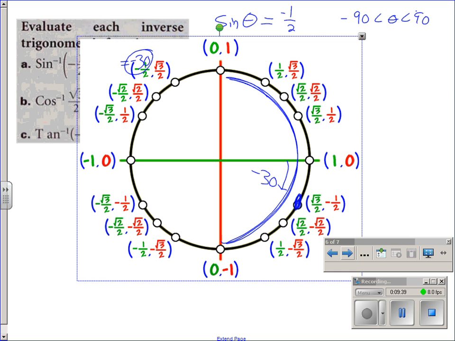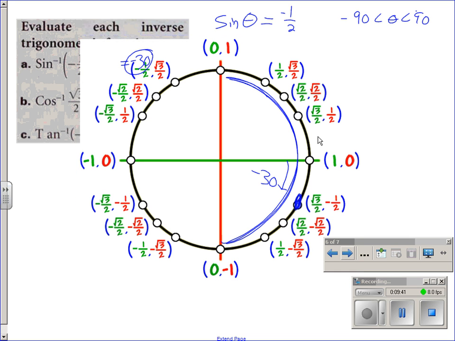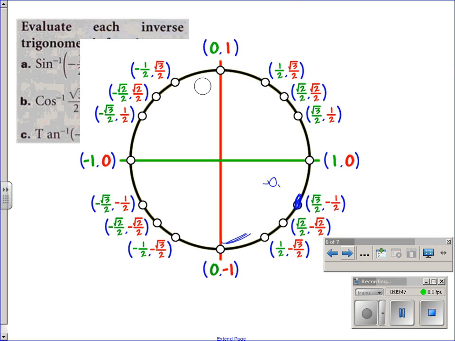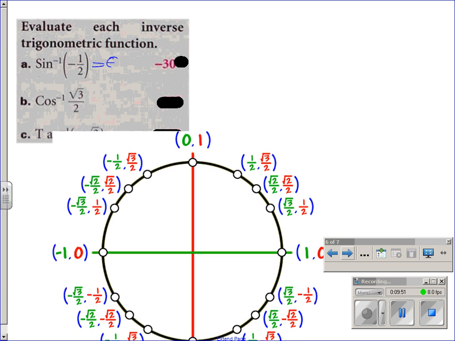That's the thought process for all of these things. So let me clear this up so we can do another example. Try to move the board here so we can see our numbers better.